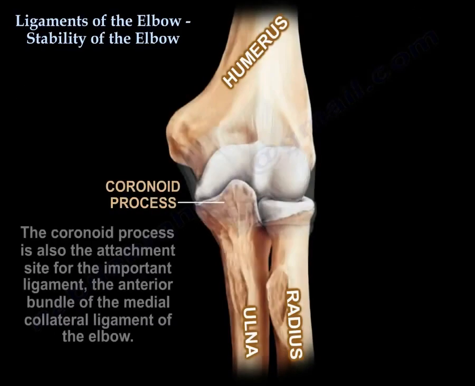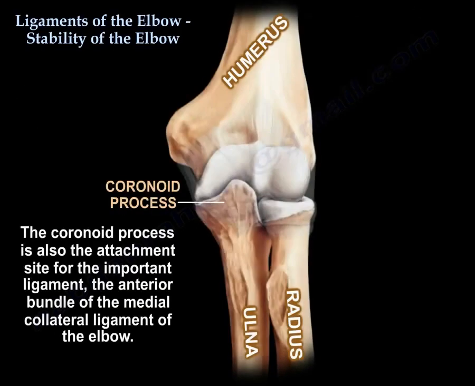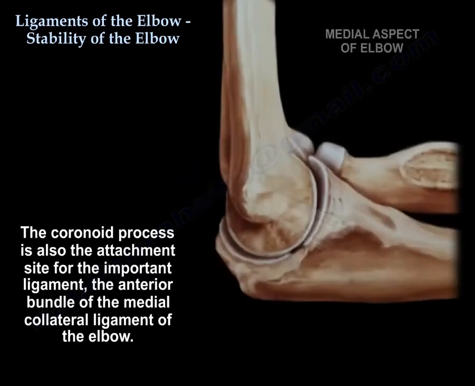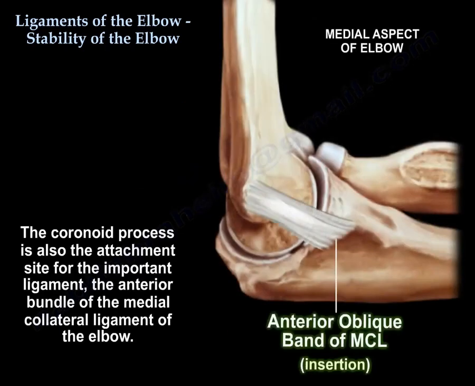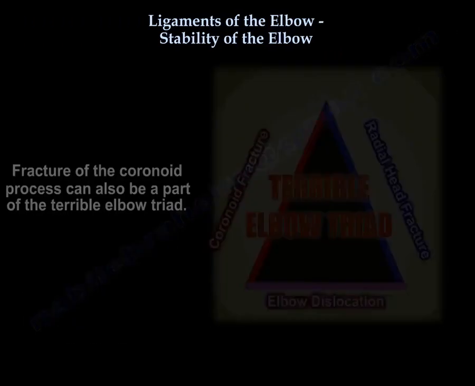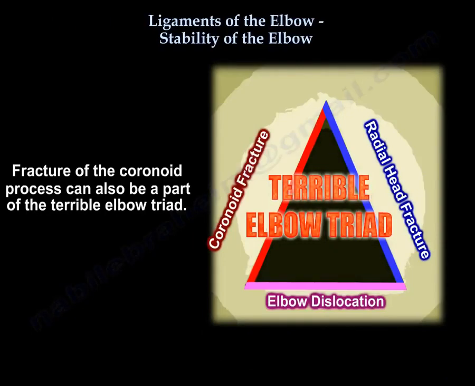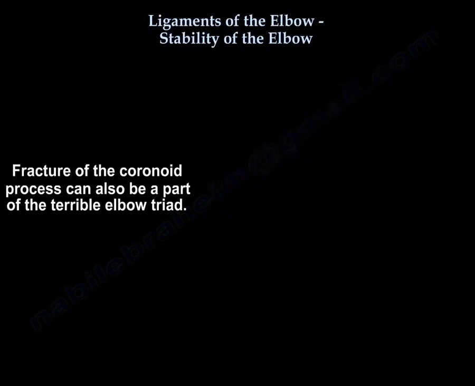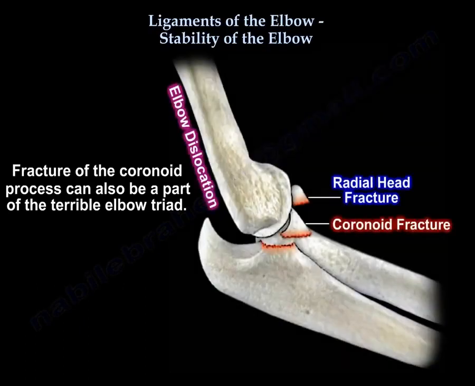The coronoid process is also the attachment site for an important ligament, the anterior bundle of the medial collateral ligament of the elbow. Fracture of the coronoid process can also be a part of the terrible triad of the elbow: an elbow dislocation associated with a radial head fracture and a coronoid process fracture.